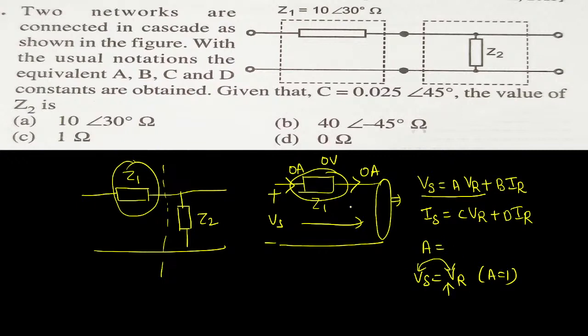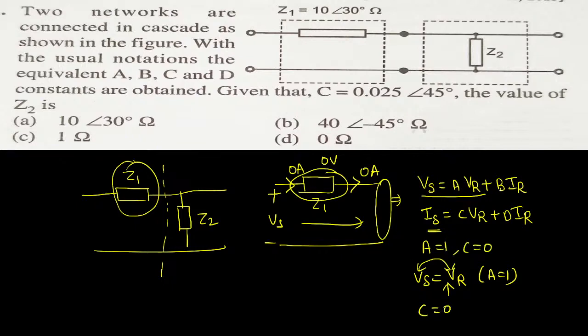Similarly, sending end current equal to, since open circuit, sending end current value became 0. Because there is only one line, and you have open circuited the receiving end. So what will the sending end current be? It will be 0, since both are in series. So sending end current 0 means C equal to 0. Yes sir. So what we found? The value of A is 1, and the value of C is 0.